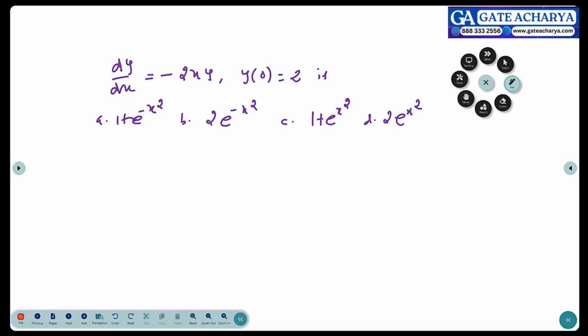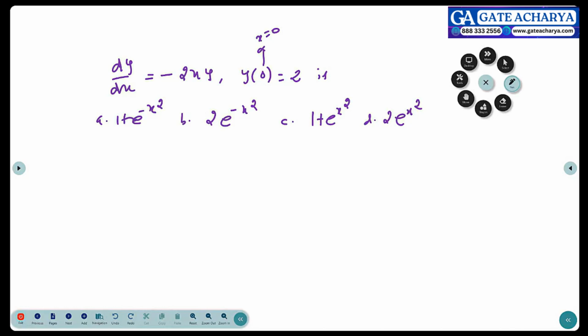So dy by dx is equal to minus 2xy, y of 0 is equal to 2. That is the initial condition. That means y is dependent on the variable x. Therefore, if x is equal to 0, then y is equal to 2. Now, we check whether it is first order or second order, linear or non-linear. So dy by dx alone, then it is first order.